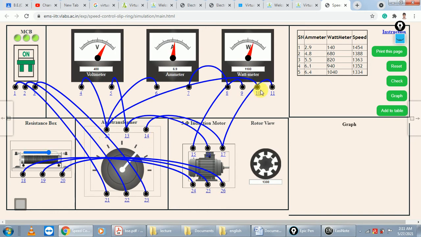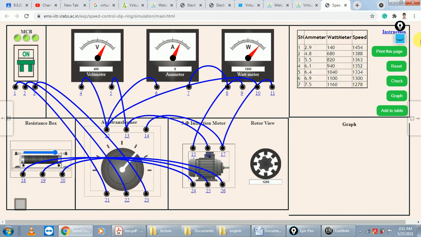Further increase the value of rotor resistance, power consumed by the induction machine again increases and rotor speed reduces. Take the readings, add to table, take one more reading and click on add to table. Okay, so basically these are the readings.